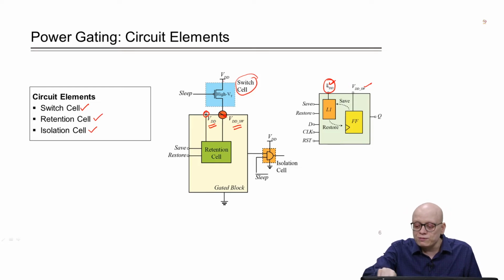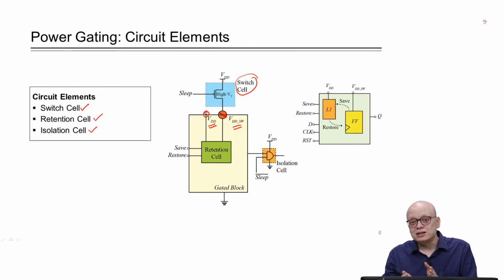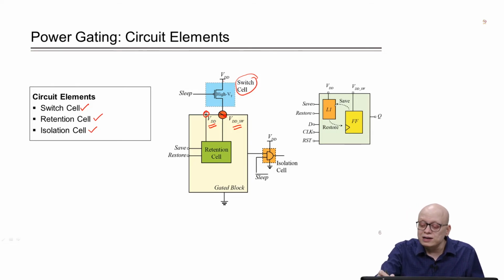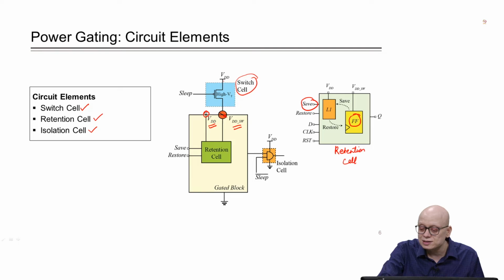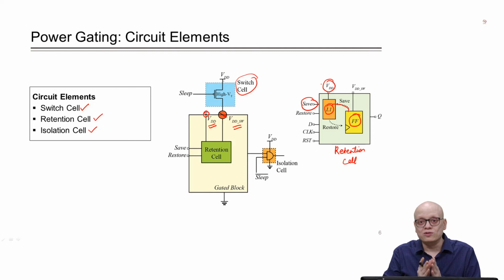Now, before taking our circuit to a sleep mode, we give a save signal to this retention cell. In the retention cell, there is a pin which is save. Now, if we assert this pin save, whatever value was in the flip flop inside this retention cell is written to a latch. And this latch is powered by always on power, so it will retain the old value.